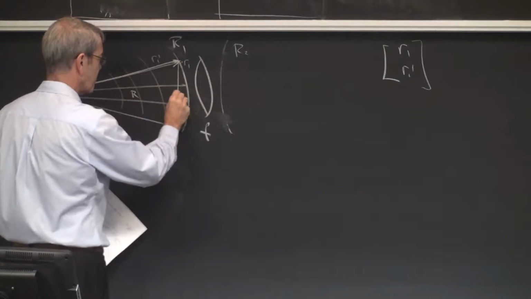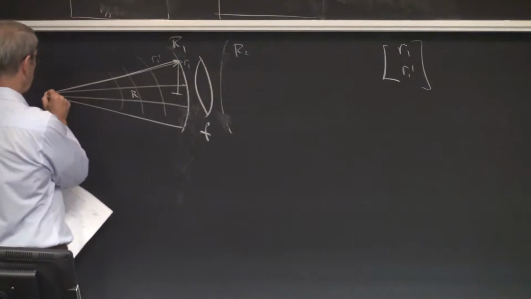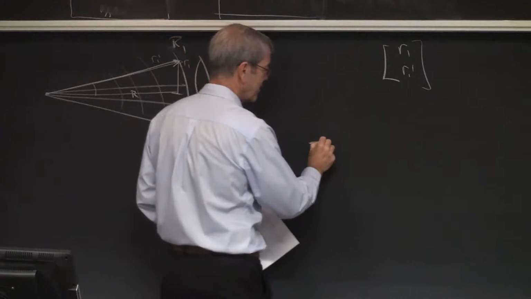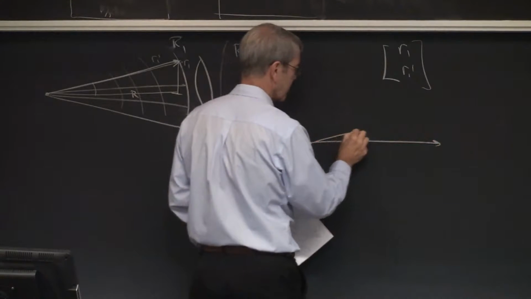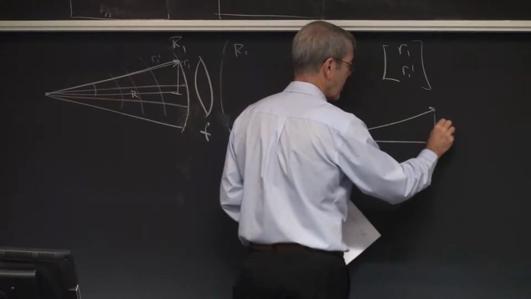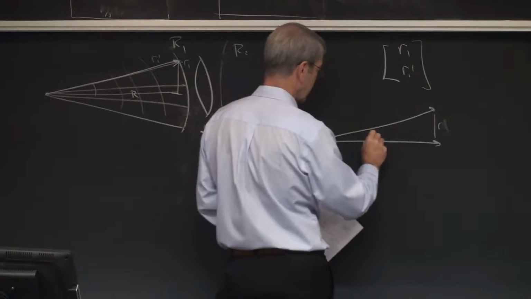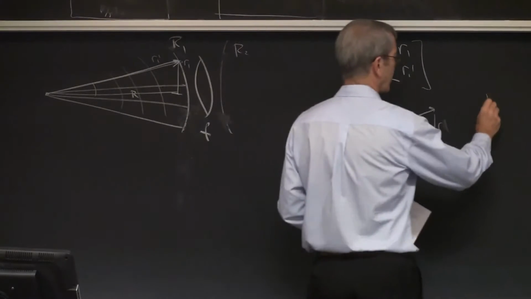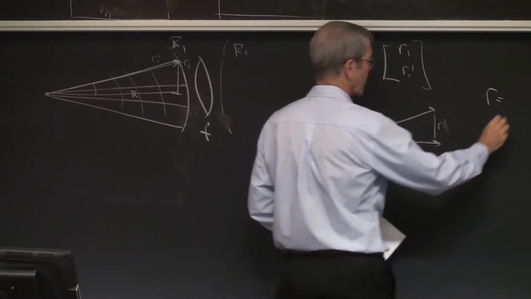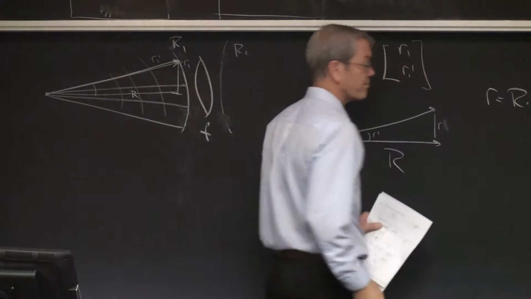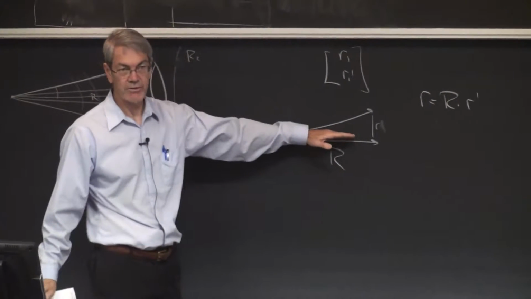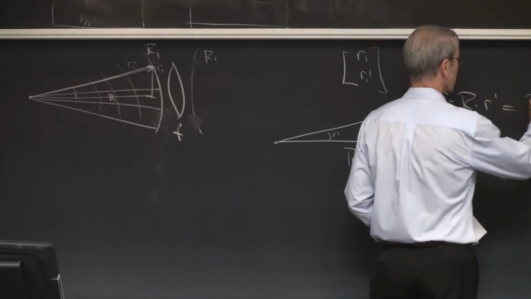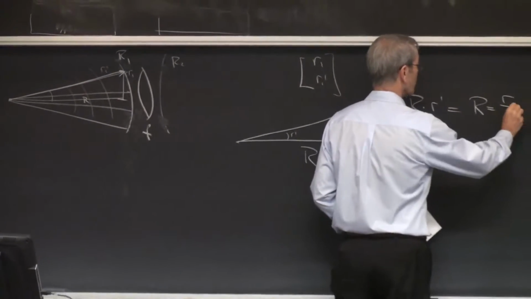is just the height. I've got an angle here. I'll just try this again. Okay, here's my thing. I'm going up like this. I've got a height, I've got an R, and I've got an R prime. So R equals capital R times R prime, and that's just the sine of theta, or tan theta. So that implies that the radius of curvature is R over R prime.